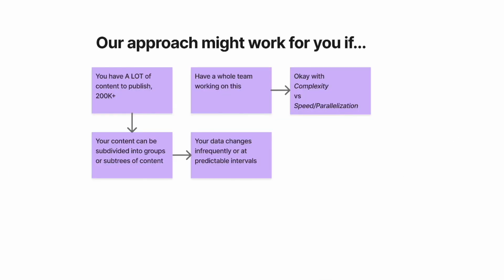So I acknowledge that this approach has a lot of complexities to it, and it's definitely not the right approach for most people. But I wanted to call out, if you have a lot of content to publish, if your content is nicely subdivided into subtrees of content, if you have enough team members and can handle the complexity and it's worth it in order to get the additional speed, then this might be the right approach for you. So I wanted to call that out.